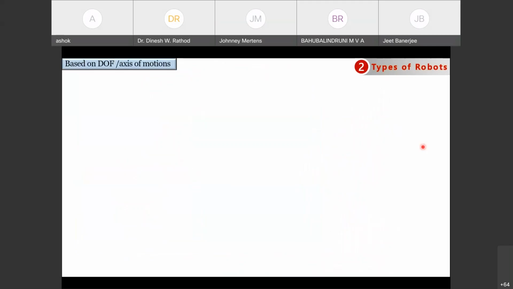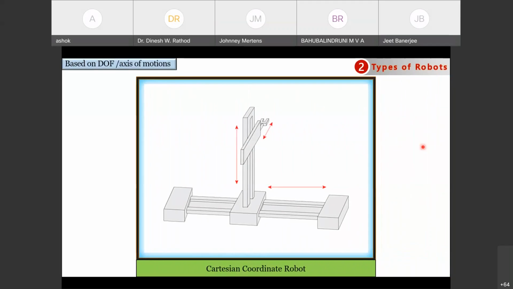And the next one is based on the degrees of freedom available in the motions of the robotic systems. Again, the following categories are classified. The first type is the Cartesian coordinate system. As the name indicates, only linear motion is possible in this type of Cartesian coordinate robot. The translation will happen along x and y, and you can see these arrows indicating in which direction it is able to move.